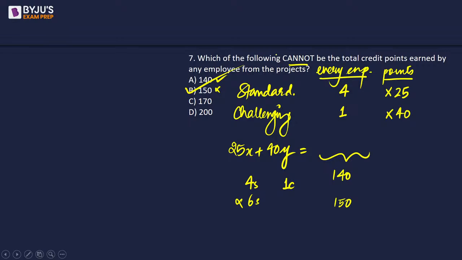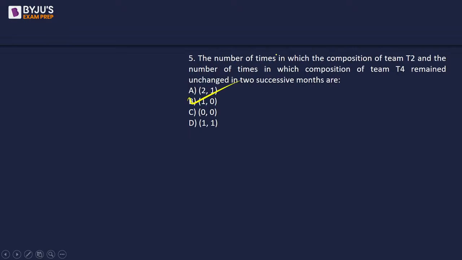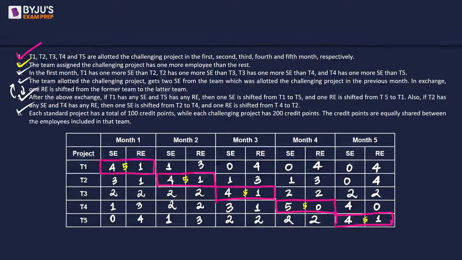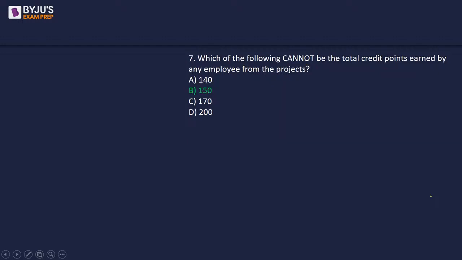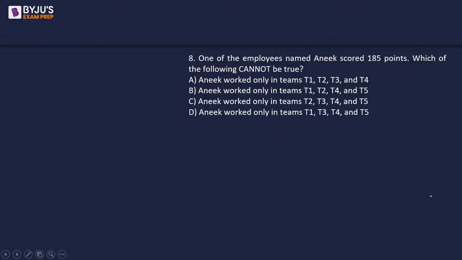170 हो जाएगा. 170 is going to very much work out. 200 भी हो जाएगा. That person was working with only challenging projects, right? People are shifting. So the person who gets shifted every time into a challenging project will be earning 40 points every time. So 200 is also very much possible, right? So 150. Next, one of the employees named Anik scored 185 points. Which of the following cannot be true?